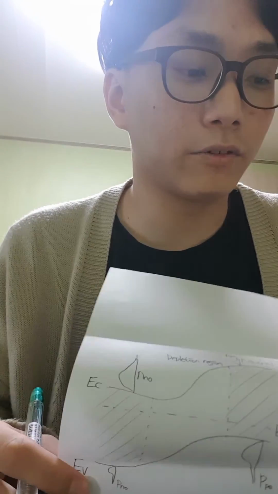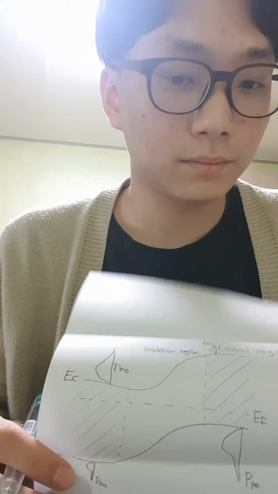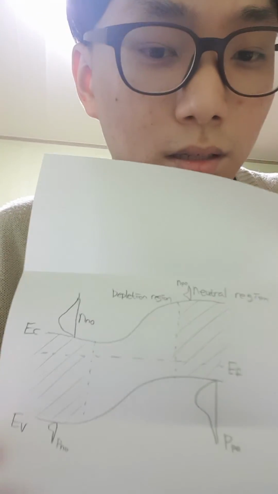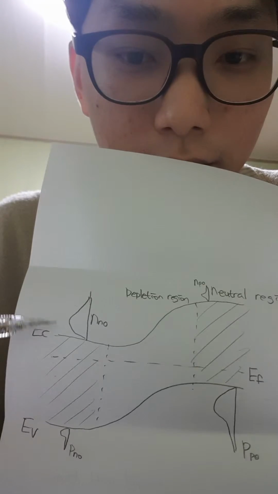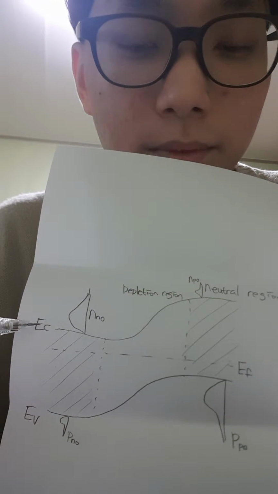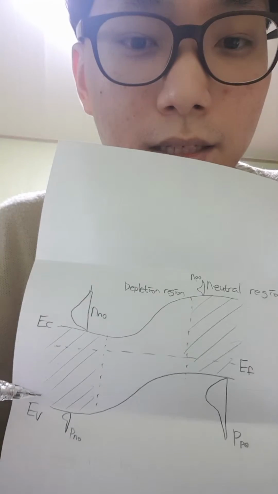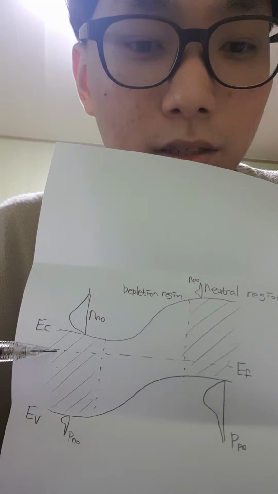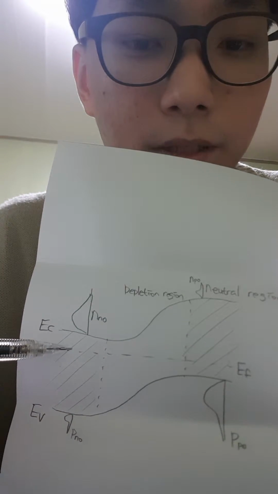Now I will explain the p-n junction. The p-n junction is formed by joining p-type and n-type. Let's see the band diagram of the p-n junction. Here is the conduction band and here is the valence band. Here is the Fermi level.